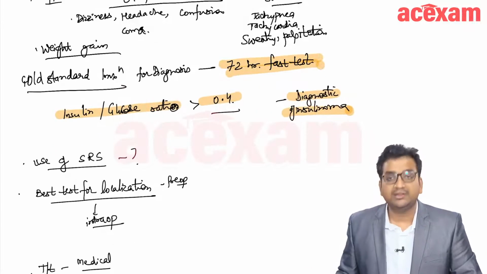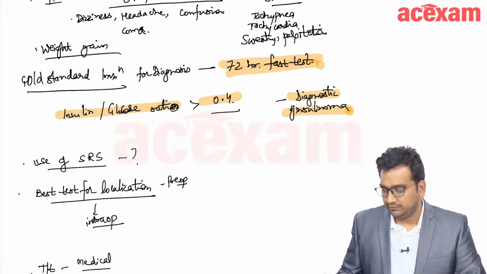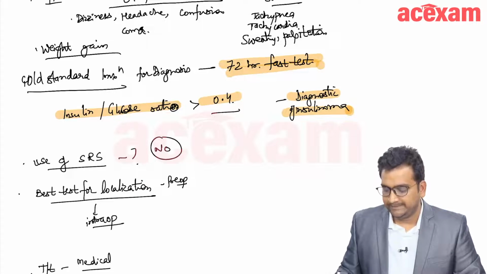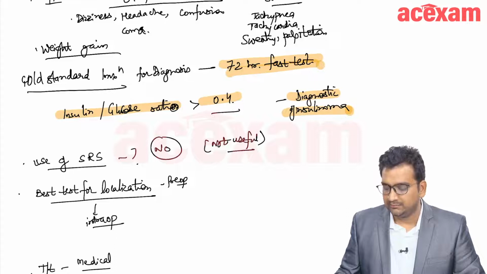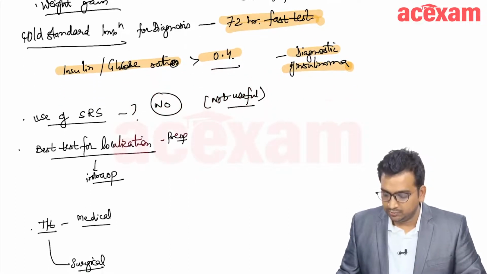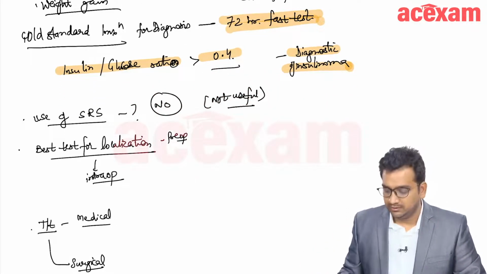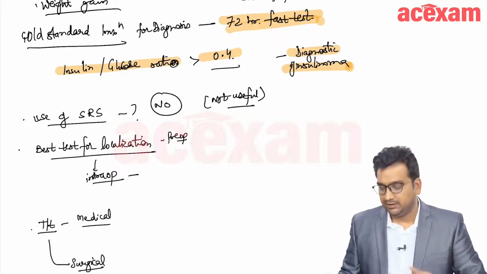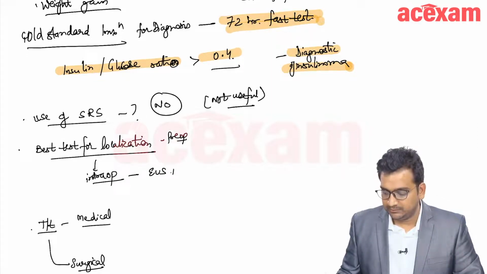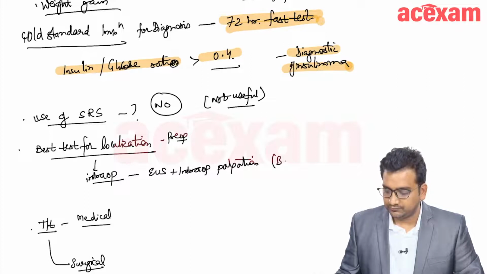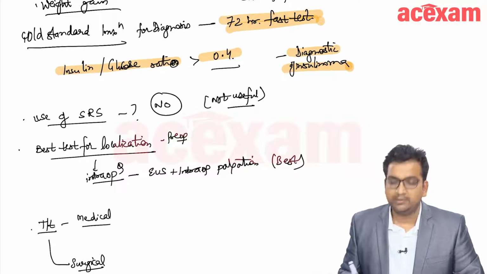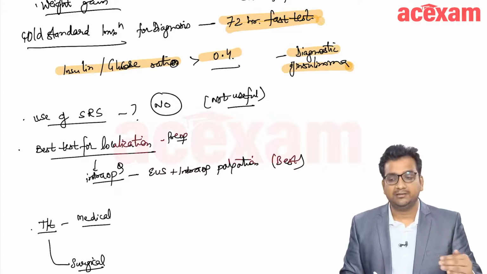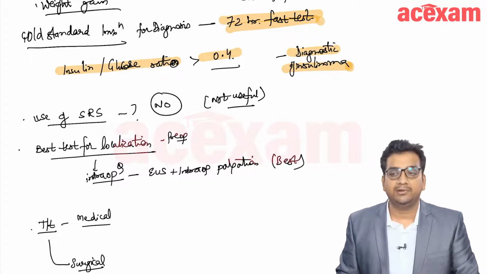Now, whether SRS is useful or not: the use of SRS is no. Not useful. Why? Because there is no somatostatin receptor on insulinomas. So what is the best test for localization? Overall, the best test is intra-op EUS plus intra-op palpation. This is best, but this is intra-op. So the best is to go for intra-op EUS and palpation.